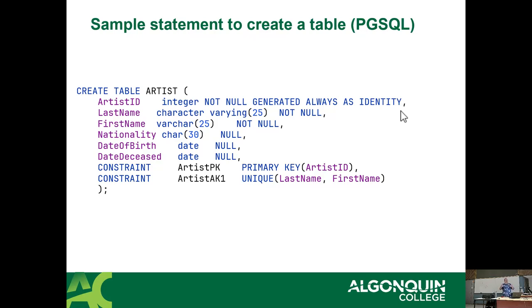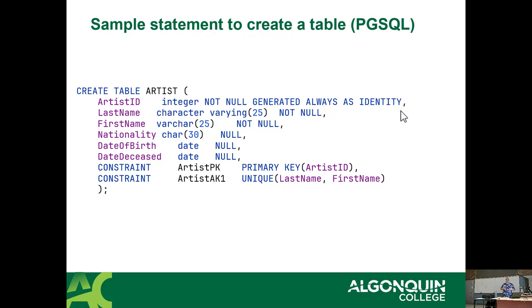The generated always as identity is Postgres's way of creating a synthetic key or surrogate key. So it'll go 1, 2, 3, 4, and automatically populate it based on the fact that it's generated. And generated always means every single time you add a row, generate. So that's why it's generated always. Last name, character varying 25, not null. And you'll see first name, varchar 25, not null. So varchar 25 is universal. That'll work in everything but Oracle, because in Oracle it's varchar2. I don't know why. Character varying is Postgres specific syntax. I chose to put both in this slide so you guys could see the two ways of writing it.